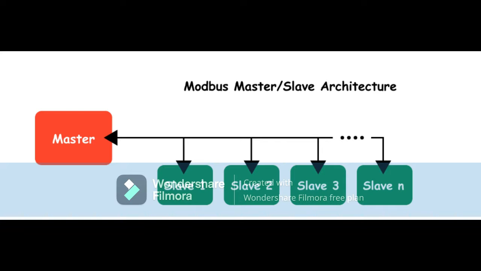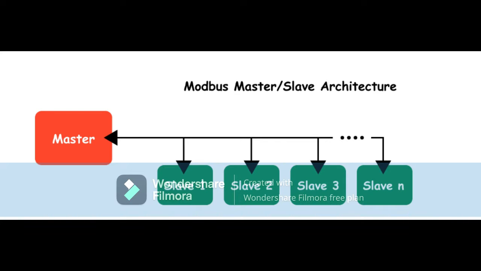So today we will see how to read Modbus register data using a Python library. Before jumping to the coding section, we will see the basics of the Modbus communication protocol. Modbus is a widely used industrial protocol for communication between devices in automation systems. It follows the master-slave architecture, where one device, the master, initiates the communication and requests data from the other devices, which we call slaves.